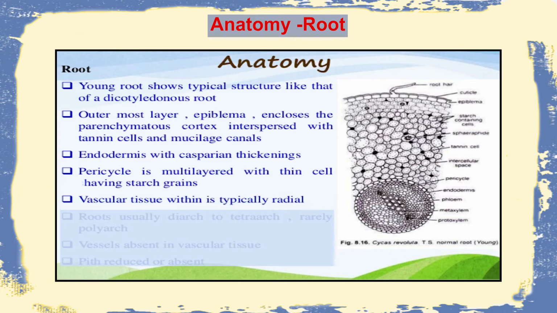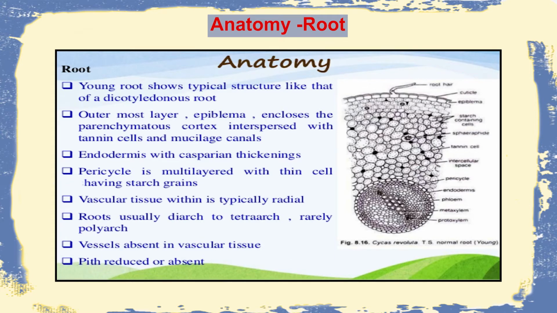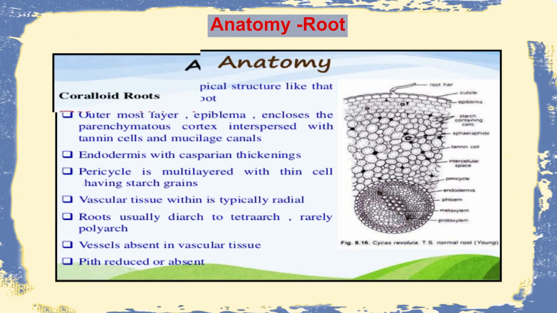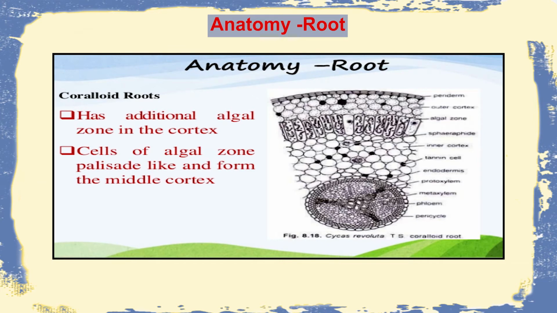The vascular tissue actually is showing radial vascular bundle, that is along the radii the xylem and phloem are present. Usually there may be 2 to 4 such radii, and that is why the vascular bundle is called diarch or tetrarch in nature, and it is not normally polyarch. The vascular tissue contains xylem, but the xylem is without trachea or vessel, and the pith is extremely reduced or absent.